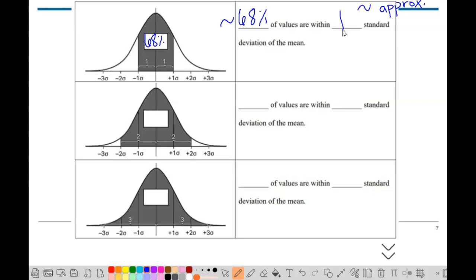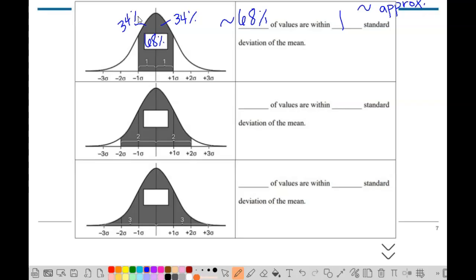Okay, so under the curve, if the total part highlighted is 68, how much is each side? 34. Yeah, each one is 34. From the mean, 34% is that first deviation. We just split it in half, right? 34 plus 34 is 68. Good job.